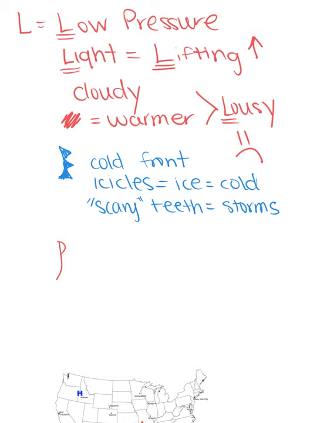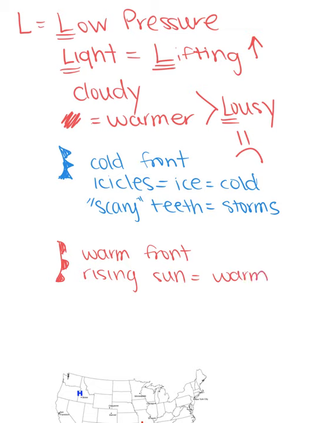Which then is going to be different from a warm front. Okay, a warm front has these round half circles, and they kind of look like a rising sun. So a rising sun is going to be warm. That's how you can remember it's a warm front. Now these remind me of little teddy bear ears. And teddy bear ears are soft and fuzzy. And so I think about this as being not scary storms, but soft rain. So those are going to be very opposite.